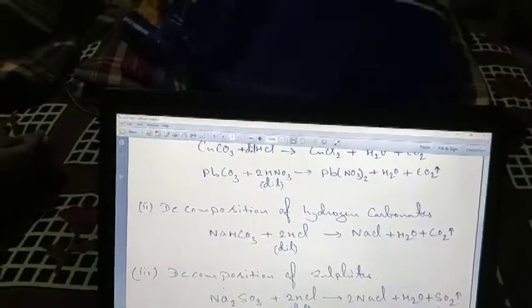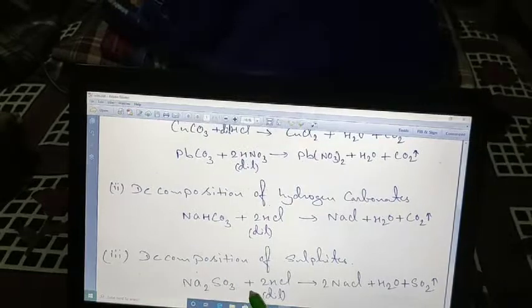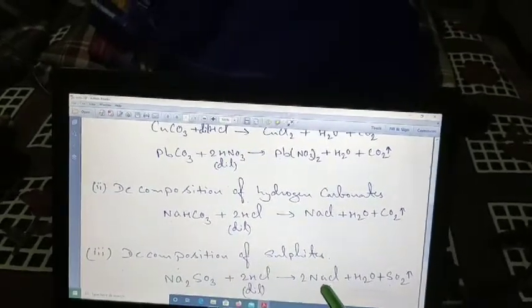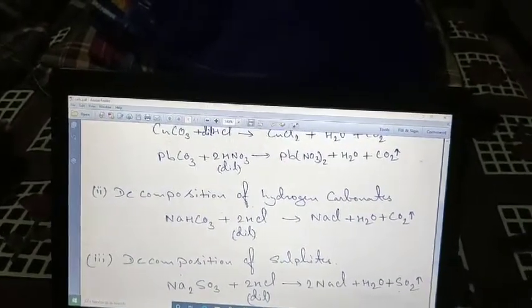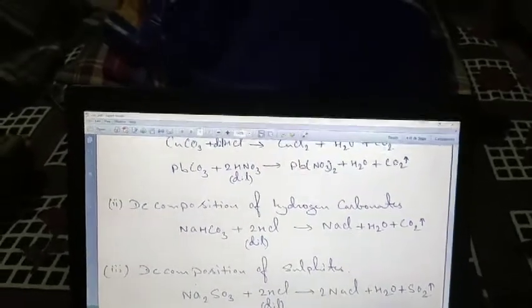And next, decomposition of sulfide. When you take a sulfide compound, that is sodium sulfide, and treat it with HCl, hydrochloric acid, it is going to give you sodium chloride, water and sulfur dioxide. So this is the action of acids on salts.